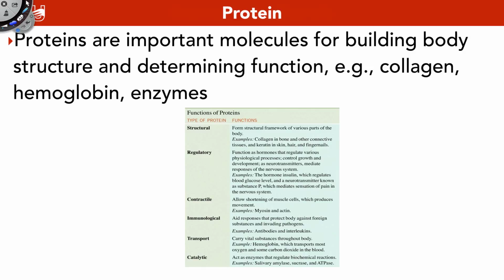Immunological, think about antibodies. What goes after those pathogens in you? Those are protein-based, and you'll see that next semester. Transport, think about your hemoglobin. We have 4 separate protein chains. Again, protein-based. Many or almost all of your enzymes are protein-based. So very important to talk about proteins.